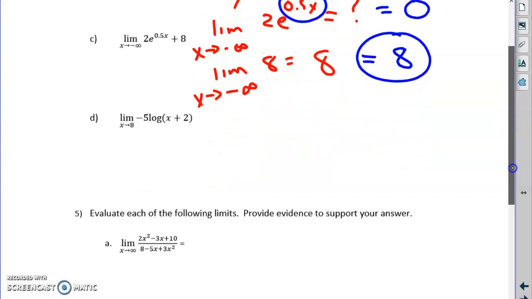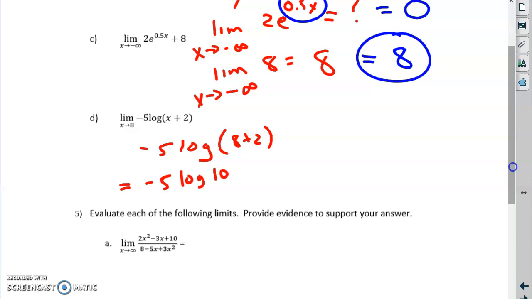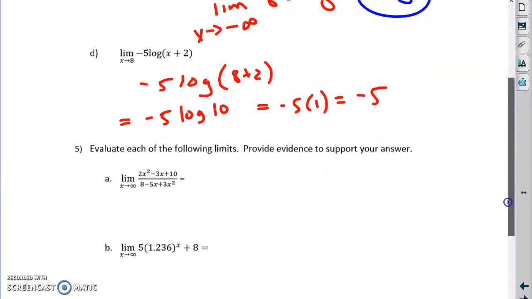All right, last one. Limit as x approaches 8 of that thing. -5 log, so let's plug in. Again, we can plug in if we can. -5 log of 10. Log base anything of itself is 1. -5 times 1. As x is getting closer and closer to 8, y is getting closer and closer to -5.